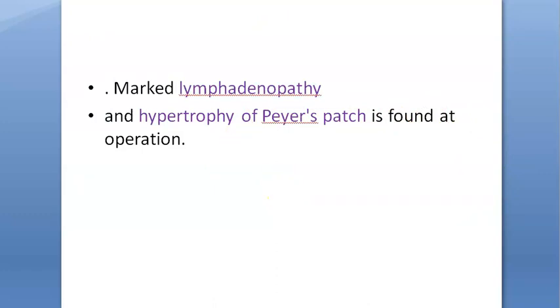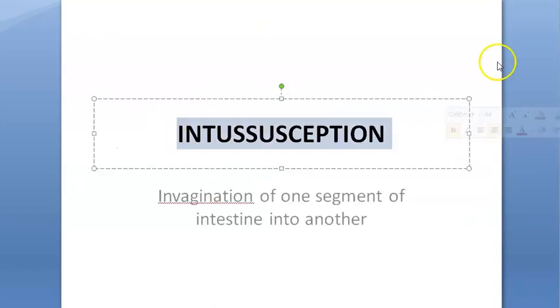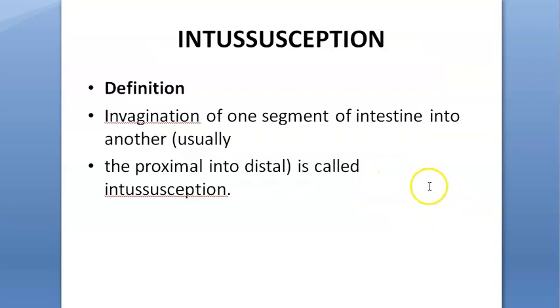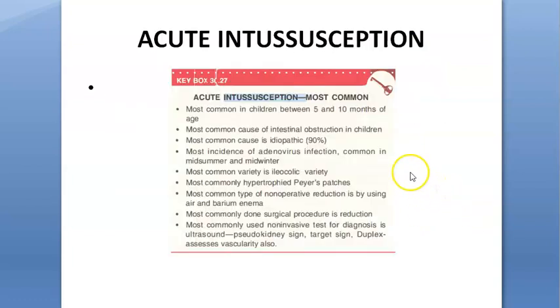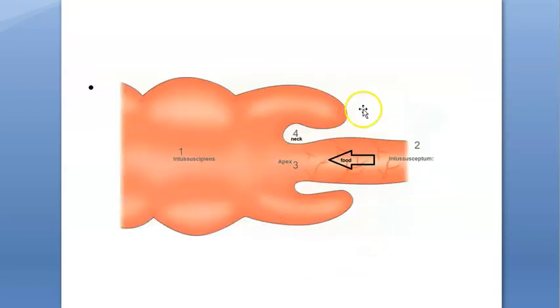You can see that in the operation, because obviously that was the cause of all this intussusception. So in this video, you have looked at a lot about intussusception: how the proximal part goes into the distal part, usually the ileum into the colon, the definition. You looked at how in a 1-year-old child it will happen and cause intestinal obstruction, and the parts of the intussusception, that is intussuscipiens, intussusceptum, apex, neck, etc.